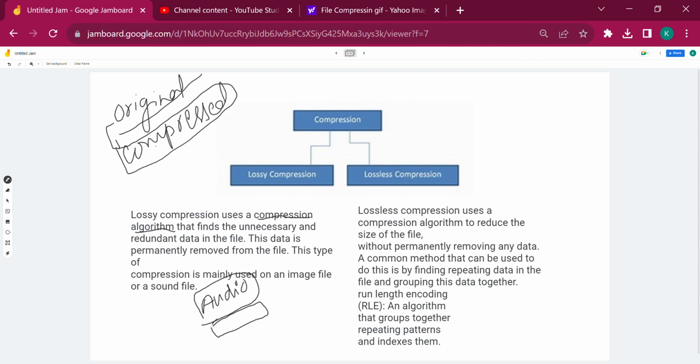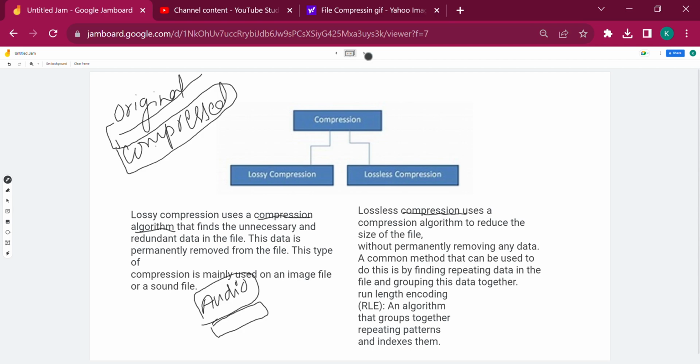Now we are talking about lossless compression. Lossless compression is a file reduction technique in which we reduce the file size by implementing a compression algorithm in such a way that we are not losing any data. A common method is finding repeating data in the file and grouping this data together. We will solve one such example on our next slide.